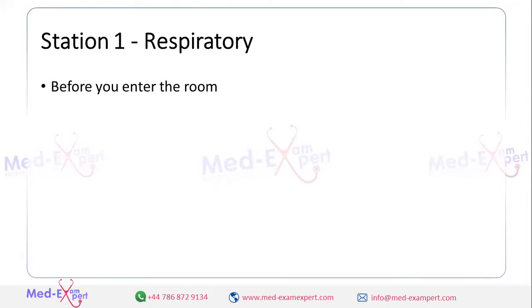So what we need to do in 5 minutes is visualize the examination steps. What you are sure of is that you have a respiratory patient inside and you need to examine the respiratory system. You have trained in the last few months on how to examine the respiratory system, so do not make any mistake in the examination steps. That's the minimum you can do.